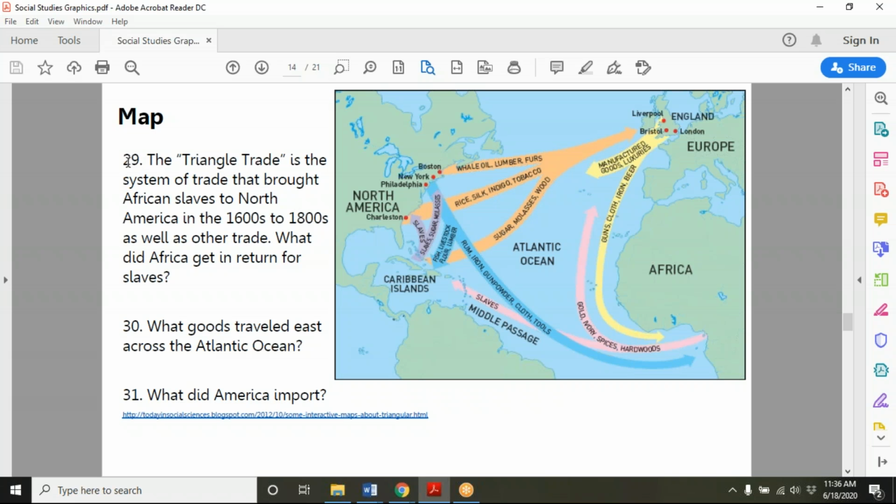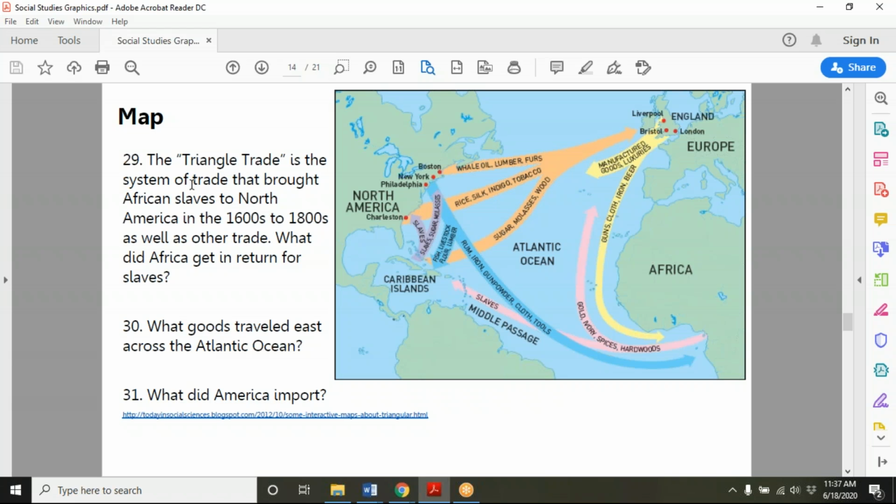Now, number 29, the triangle trade. Well, let's take a look here. So we have North America, Africa, Europe. These lines are arrows. That's important to notice that they're arrows, and these have different things written on them: rice, silk, indigo, tobacco, guns, cloth, iron, beer, slaves, gold, ivory, spices, hardwoods. So these are things, right? They appear to be manufactured goods, luxuries, things you sell, right? So we can make some assumptions there.